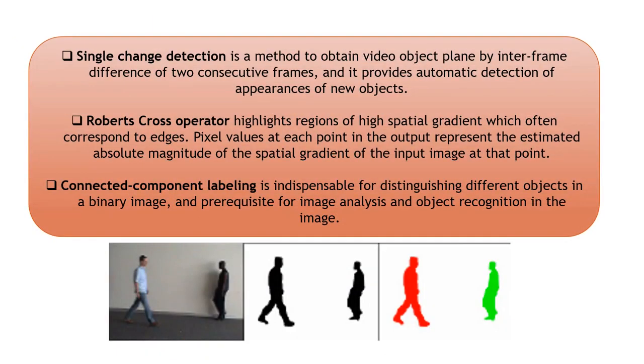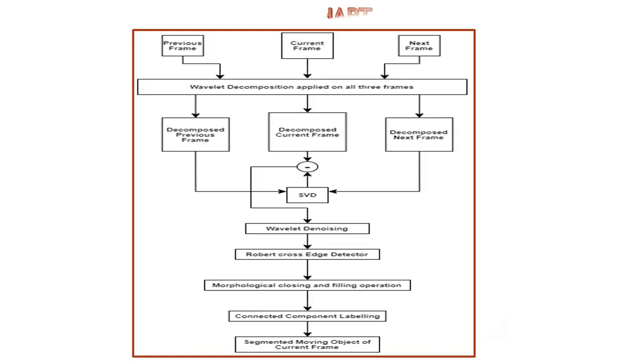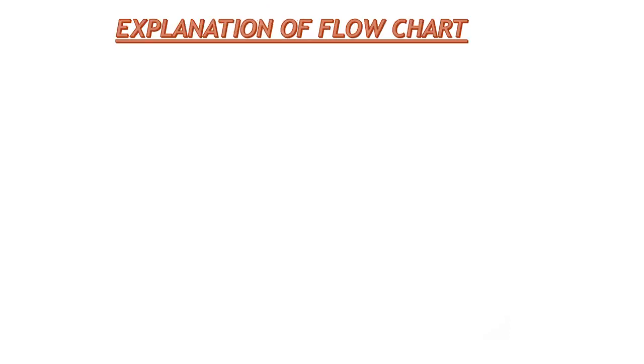This slide defines the other techniques used in our work, that is single change detection to detect the main object for tracking, Robert cross operator to detect the edges of the main subject, which is computationally less extensive, and connected component labeling to distinguish between subjects. This is the pictorial representation of our work.